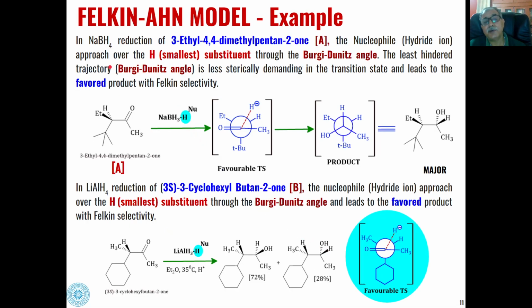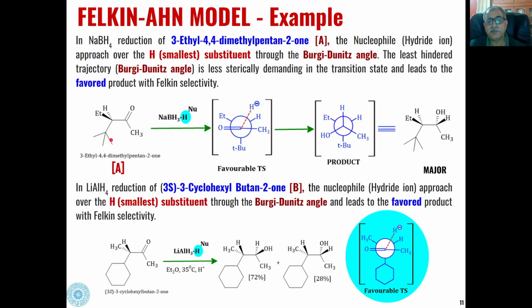Then a few more examples. Those two examples we have taken so far were of aldehydes. Now in the case of ketones, say we undertake sodium borohydride reduction of this ketone, 3-ethyl-4,4-dimethyl pentan-2-one. Here you can see that this is the smallest group, this is the medium group, and this is the largest group.